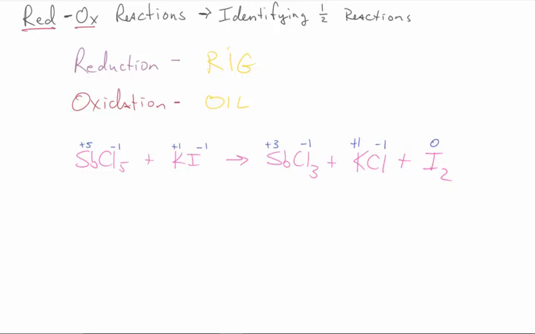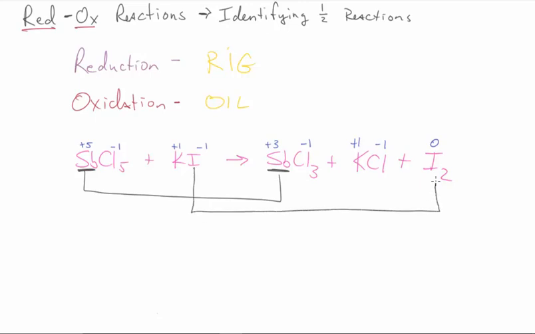What we'll do is take a look at the ones that change. We're looking for the ones that change. I notice Sb, our antimony, has gone from a +5 to a +3. The next one that has changed is our iodine. Iodine has gone from a -1 to a 0. And so we are now able to identify two different occurrences here: one species lost electrons, the other gained electrons.